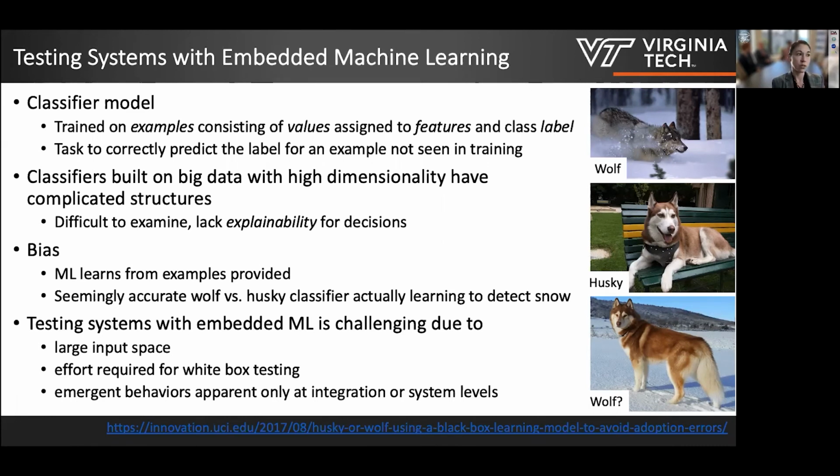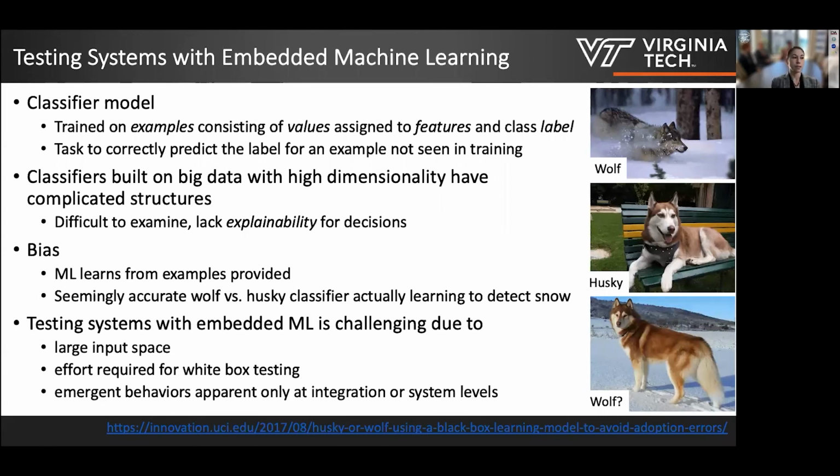So, some examples are if the only images that have been provided to the algorithm are those of adult men, then the classifier might not do well in detecting pictures of adult women. Or it might not do well if all of the images that include snow are images of wolves, and images of huskies do not include snow. So a seemingly accurate wolf versus husky classifier, in the link at the bottom, was found to be actually learning to detect snow.